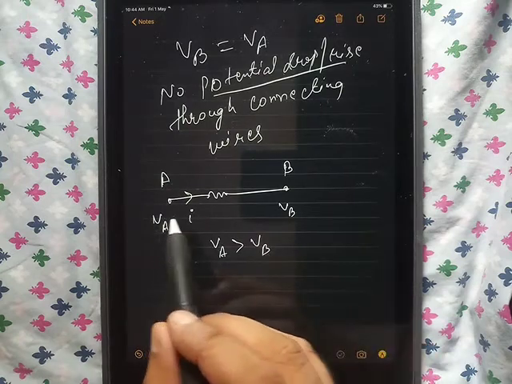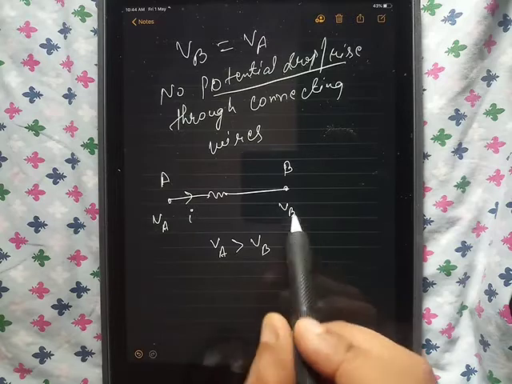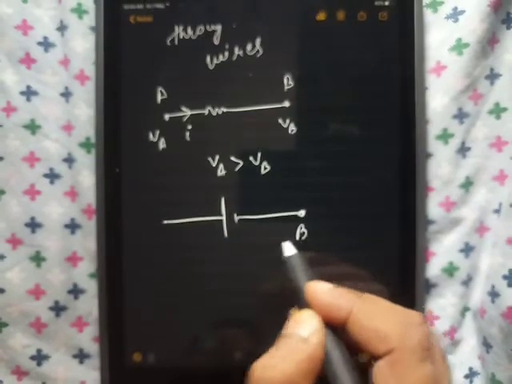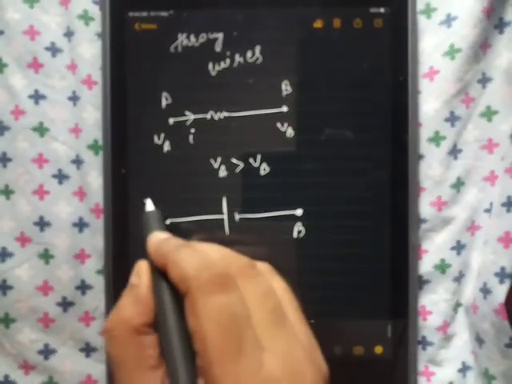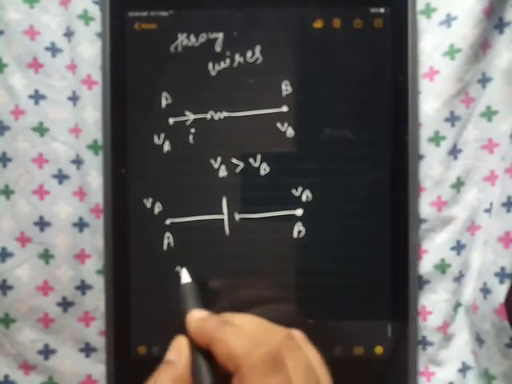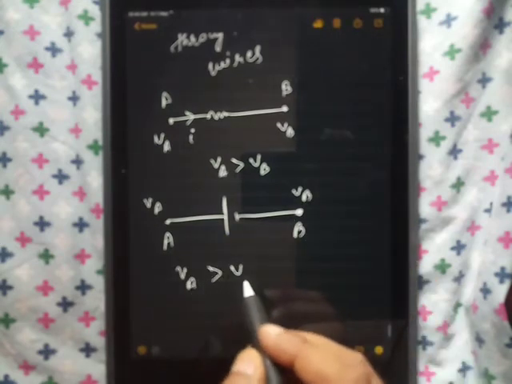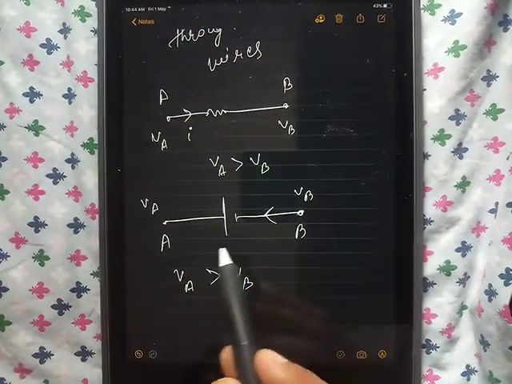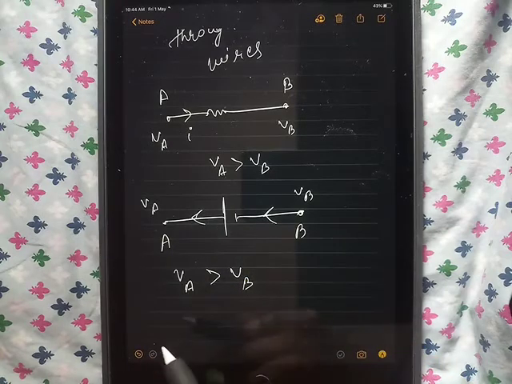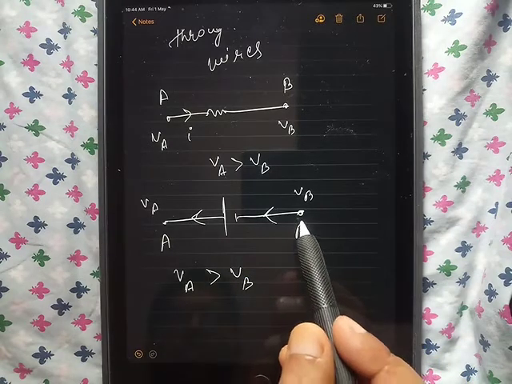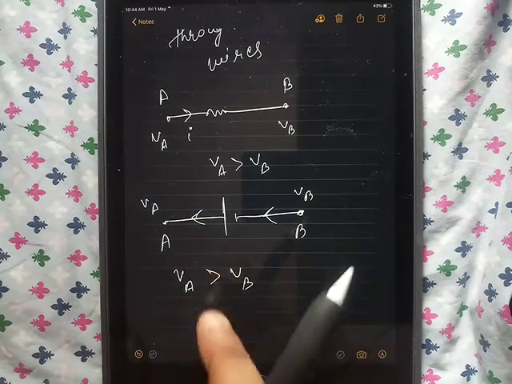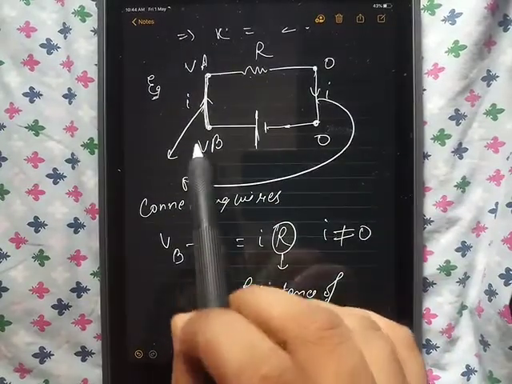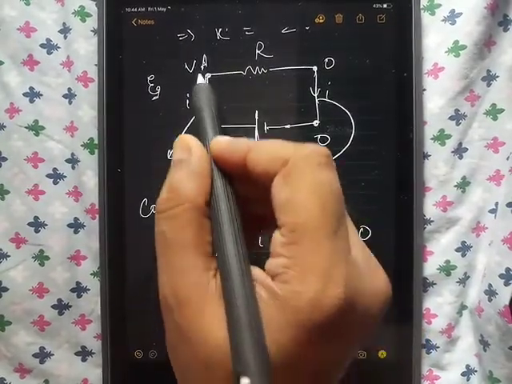So when we go from A to B, there is a potential drop. In case of cell or battery, if we go from B to A, VA will be at greater potential and VB will be at lower potential. If we go from B to A, as current will flow from this side only, B to A, here the potential will rise. So we will consider potential rise and potential drop. But for connecting wires, there is no potential drop or potential rise. So for both the points, the potential will be the same.